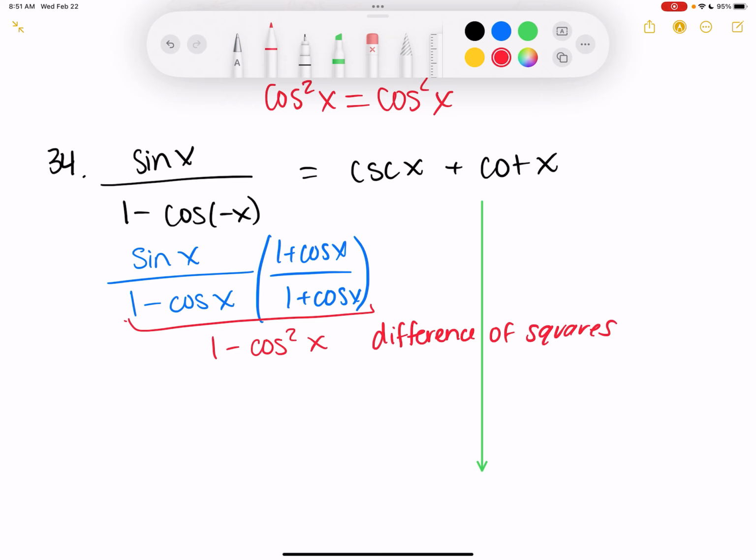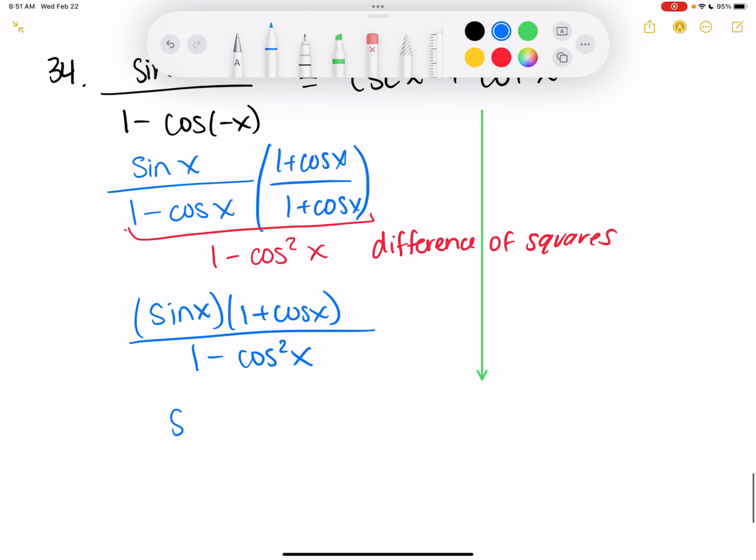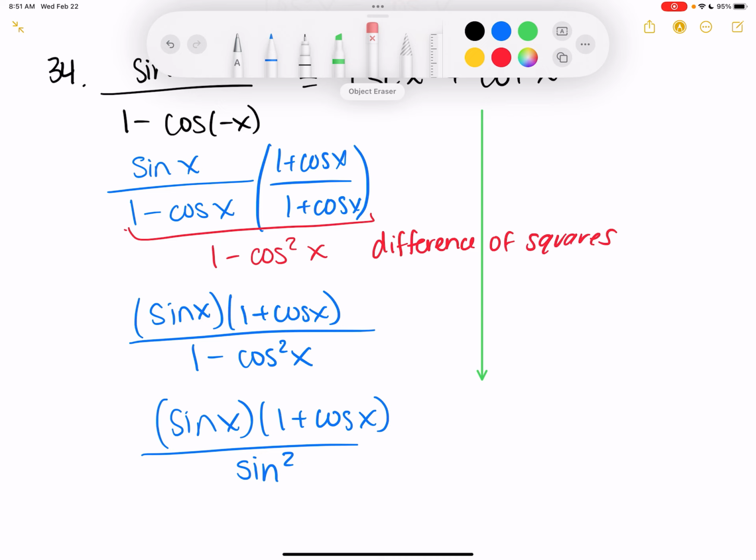So I now have, I'm going to rewrite this, sine of x times 1 plus cosine of x all over 1 minus cosine squared of x. Now, what is this on the bottom? And it's equal to what? Sine squared x. So it's sine squared of x.